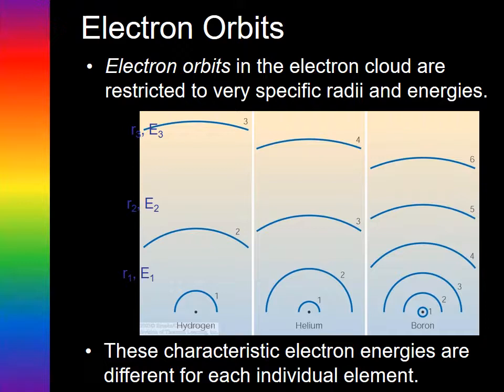Electrons have different energy levels depending on the element. You'll notice here that we have three elements, hydrogen, helium, and boron, and you can see the pattern of energy levels. Now, these are actually only a portion of the energy levels for each of these elements. They would go right off the top of the screen if we kept going. But it shows you that energy levels are unique to that element.